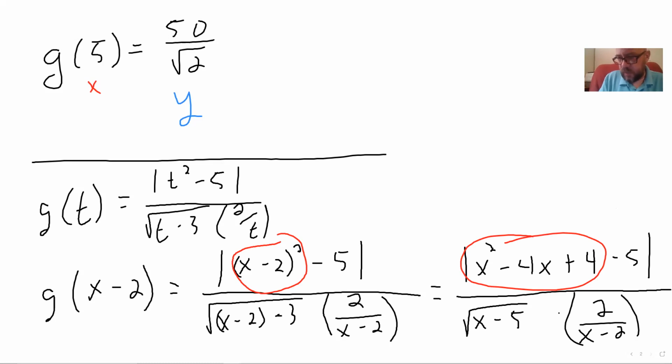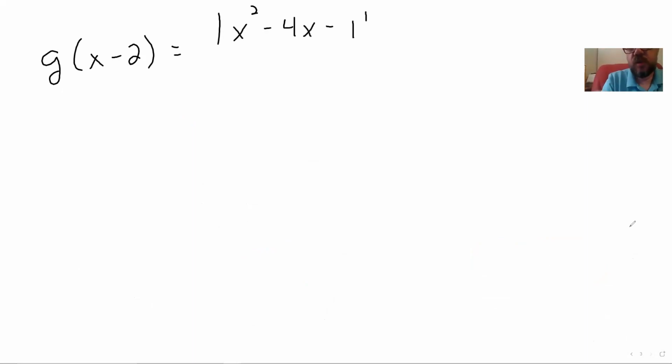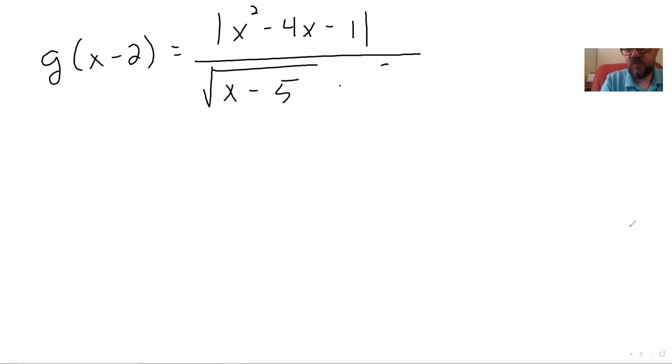So let me just do that on another page. We're going to x squared minus 4x minus 1. So g of x minus 2 was absolute value of x squared minus 4x minus 1 over the square root of x minus 5 times 2 over x minus 2. So you see what I did there? I just put in x minus 2 instead of the t that I had there, and that was it.